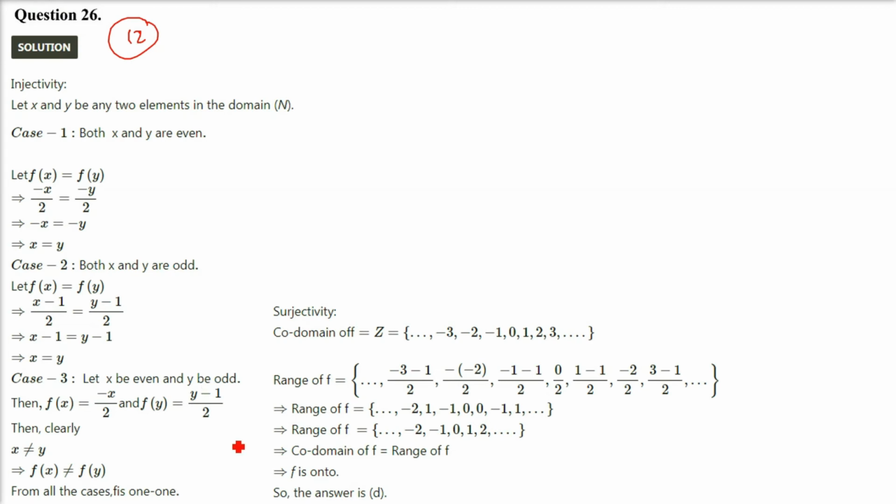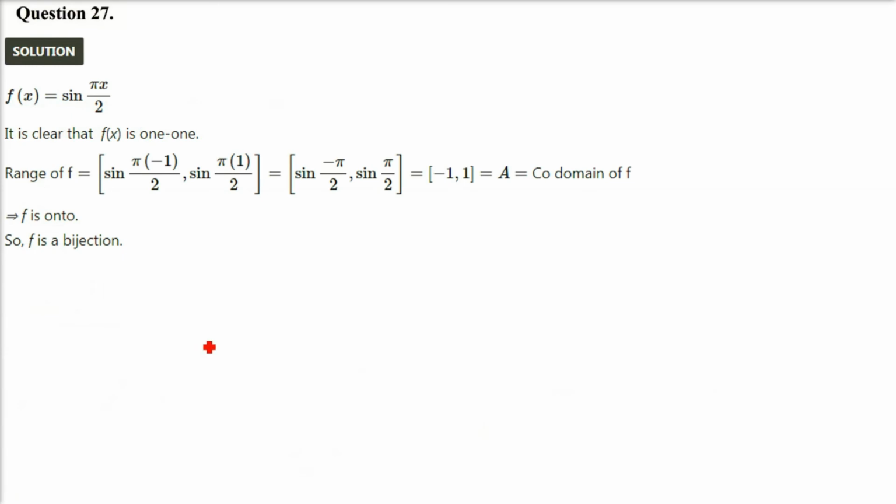In 10th, 11th, 12th, all the standards, why are the questions being repeated the same? Maybe they want you to practice more. Question number 27 we are discussing. Same thing we have already done, because if I take you to question number 15, we have already discussed this, sine pi x by 2. But let me just go through this question.